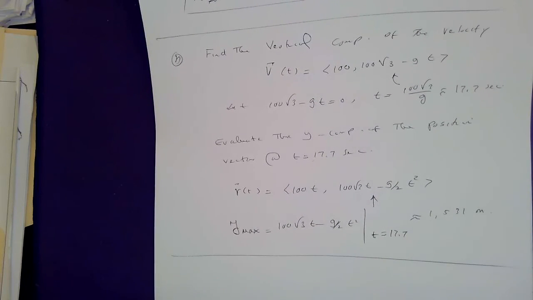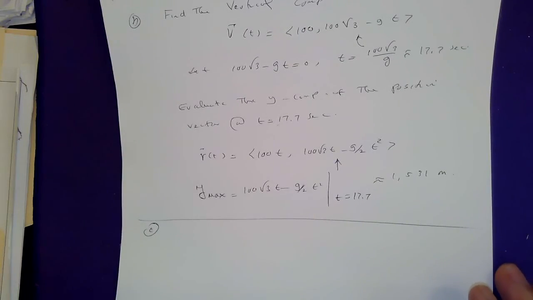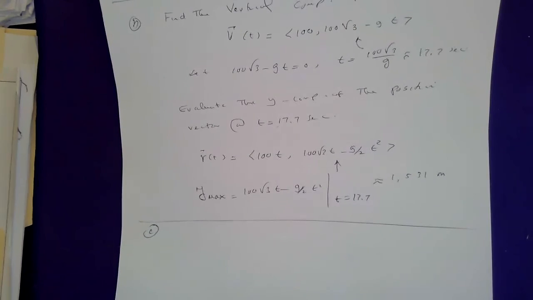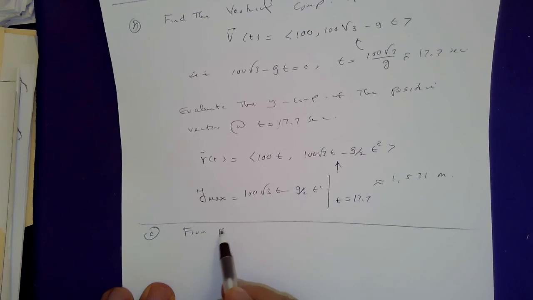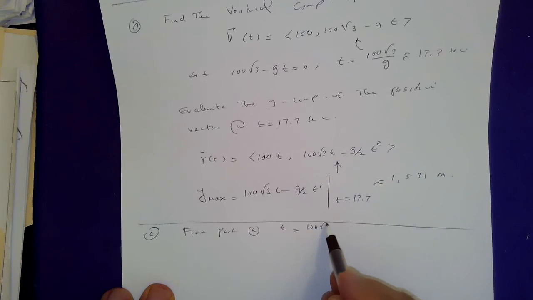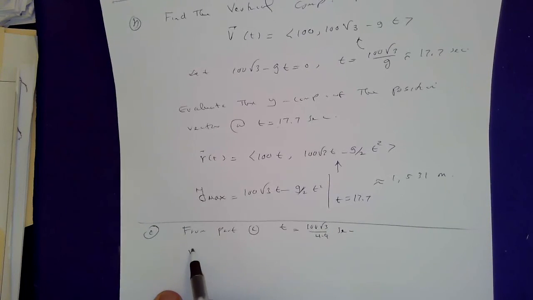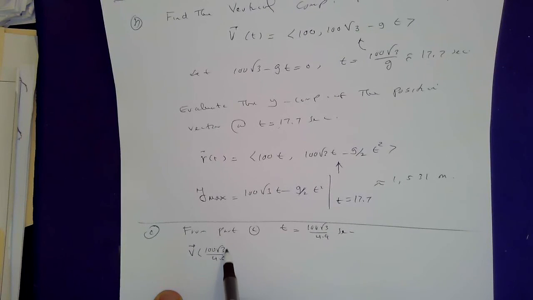That's part B. Part C is what's the speed at impact. In other words, when the mass hits the ground, what was the speed? Okay, speed is a scalar, velocity is a vector. So what do we do? Well, from part A, I found out it takes 100√3 over 4.9 seconds for the ball to hit the ground. Is that right? So I'm going to evaluate the velocity at that time.